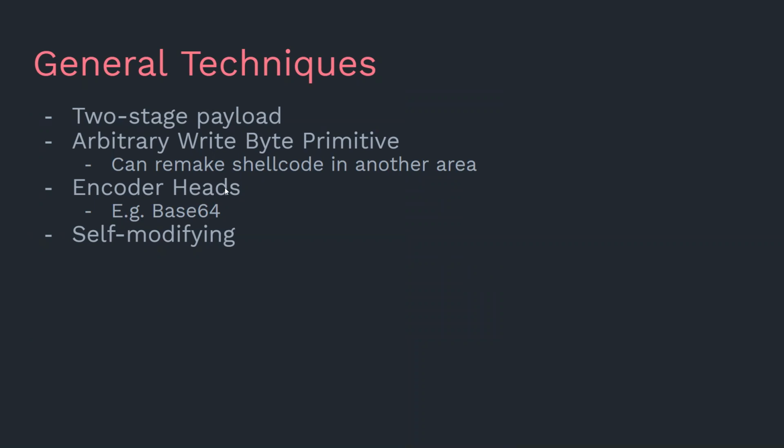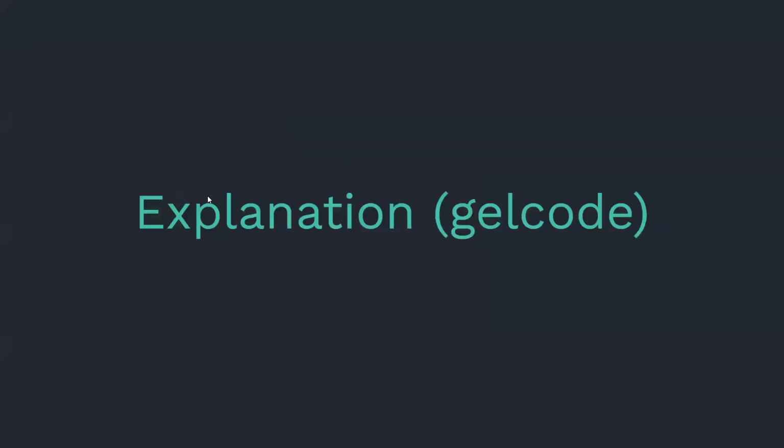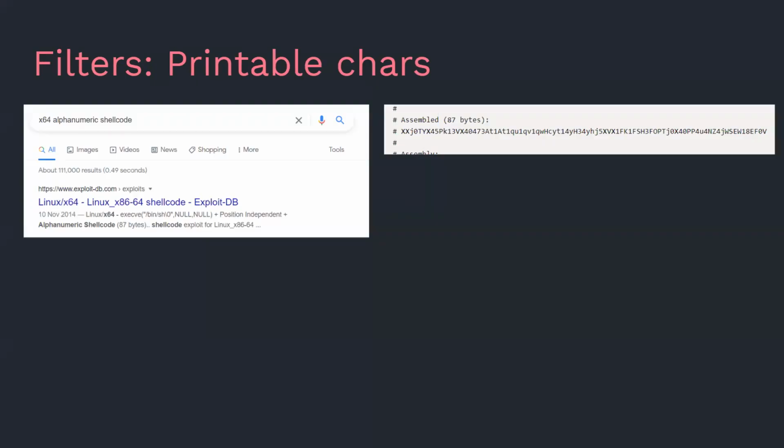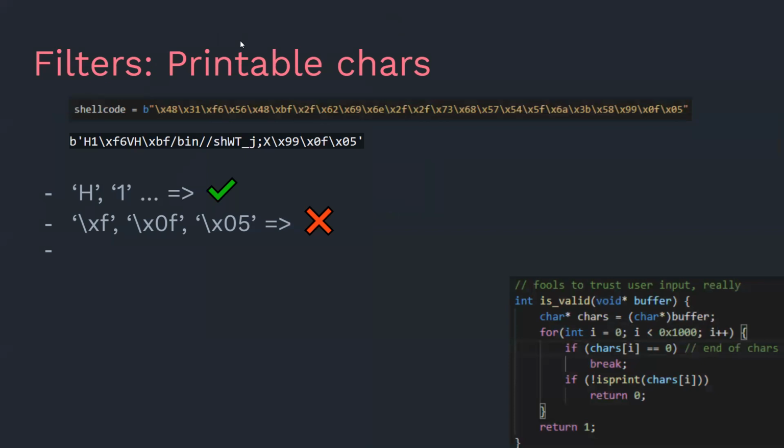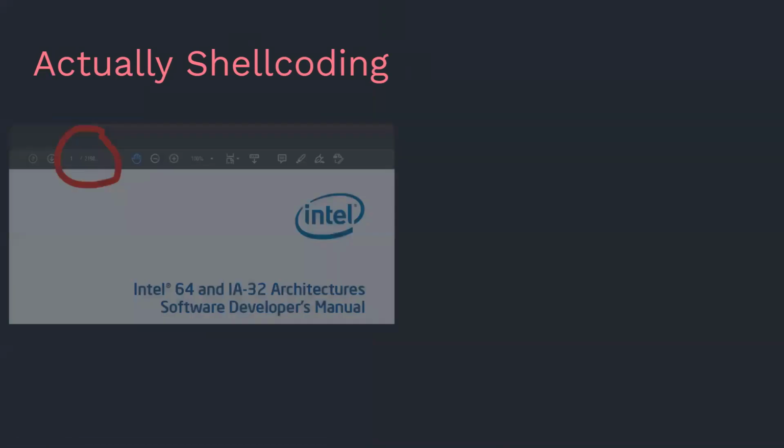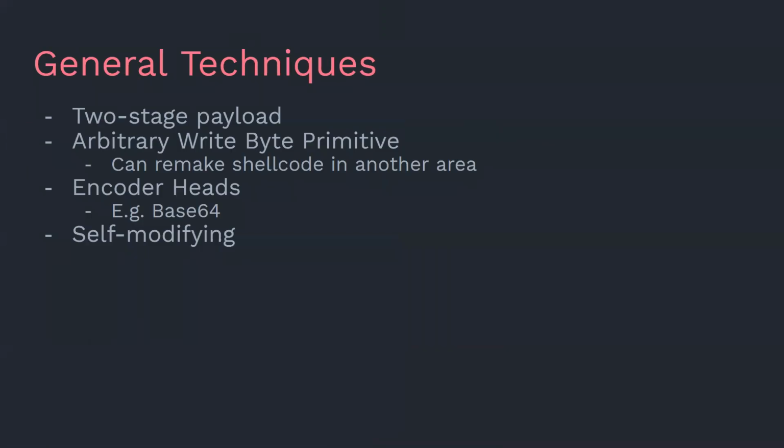Another one is called encoder heads. This is the case where, let's say instead of printable characters, you have base64, but you really don't want to figure out how to write base64 shellcode. What you can do is use some pre-existing base64 code that will just decode other text, then try to run that text. So you just provide a base64 encoded version of your shellcode to that kind of code. They will do it for you. And this method is called encoder heads.